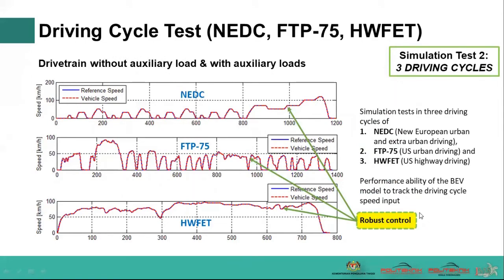Next, the findings for the driving cycle test. We use three driving cycles: NEDC, which is the new European urban and extra-urban cycle, FTP75, the US urban driving, and as well as the US06, the US highway driving. We can see that the ability of the BEV model to track the driving cycle speed input is very good, and shows that the model has been designed with robust control.